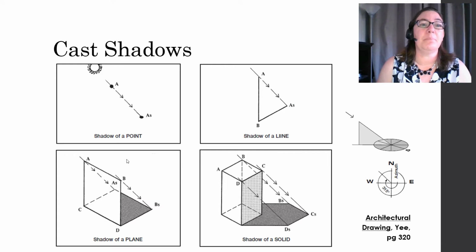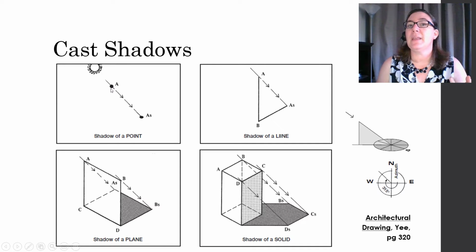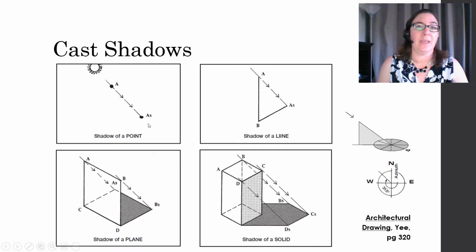So let's take a look at a point right here. Here is a point floating in space. The light ray passes through that point and throws a shadow on a ground plane. I know you can't see it, but assume that there is a ground plane right here.